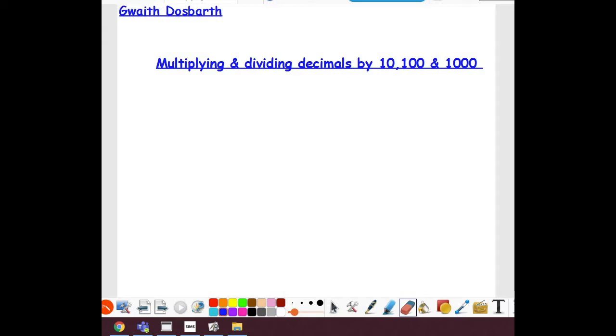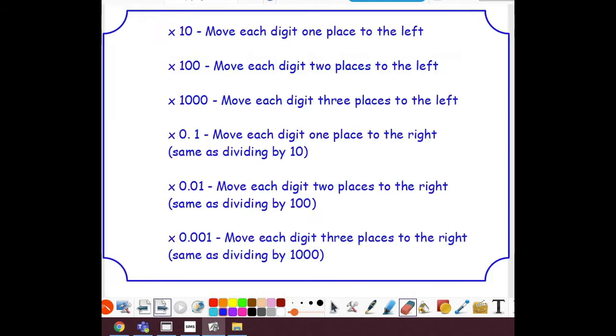Dividing decimals by 10, 100 and 1000. So in your big book, you can write the heading Gwaith dosbarth, and then multiplying and dividing decimals by 10, 100 and 1000, and today's date.